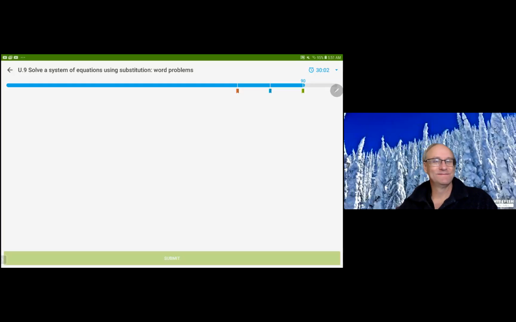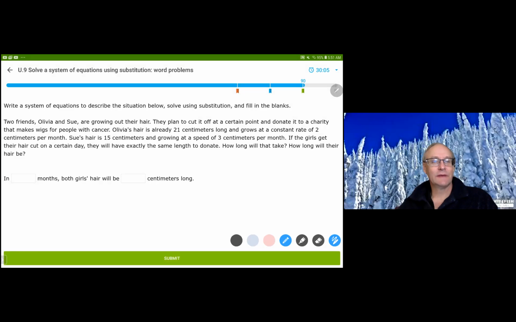Okay, we're getting there. Two friends, Olivia and Sue, are growing out their hair. They plan to cut it off at a certain point and donate to a charity that makes wigs for people with cancer. Olivia's hair is already 21 centimeters long. So I'm just going to write a model of Olivia's hair length, which is 21, and grows at a constant rate of 2 centimeters per month.